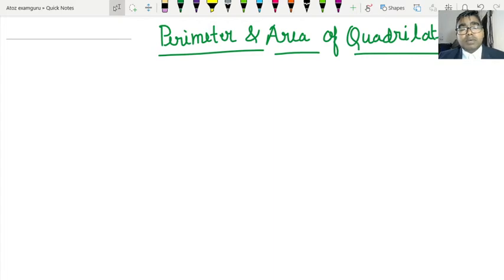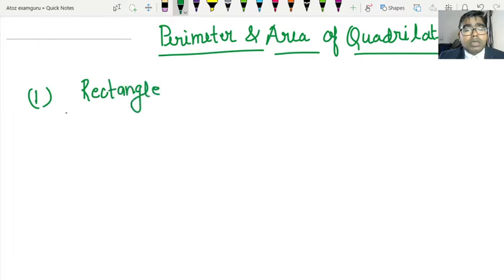Today we will discuss a very important topic of mensuration, that is perimeter and area of quadrilaterals. So let's begin. The first figure in this series is the rectangle, right friends? As we know, the rectangle looks like this.